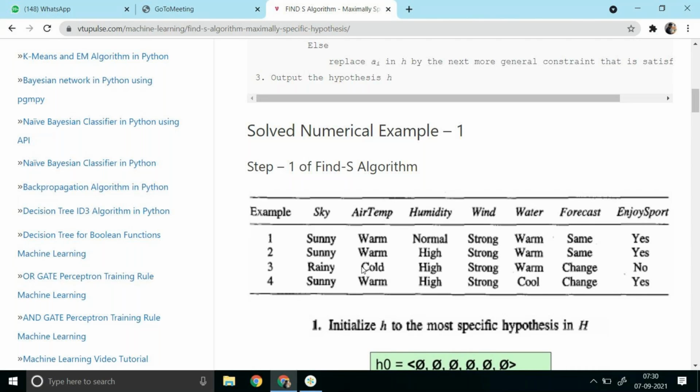That is the first outcome, right? In the place of the first outcome, you have to write these values: Sunny, warm, question mark, strong, warm, same. Then we enjoy the sport. The third one we cannot consider, because it is a negative example, so we do not consider it.